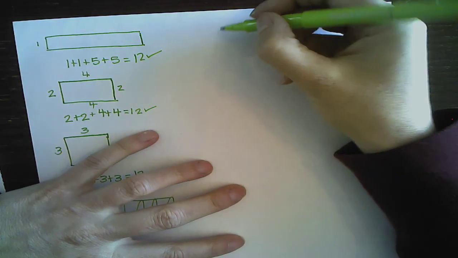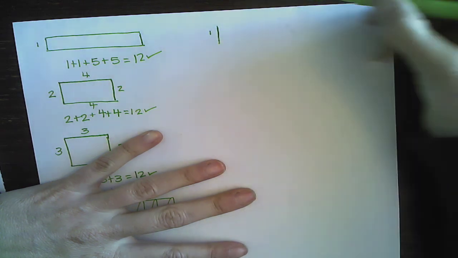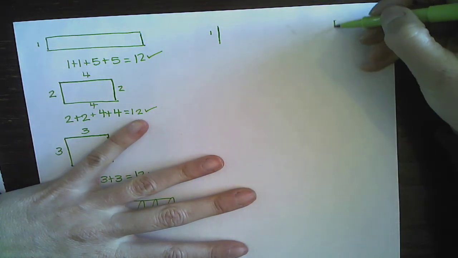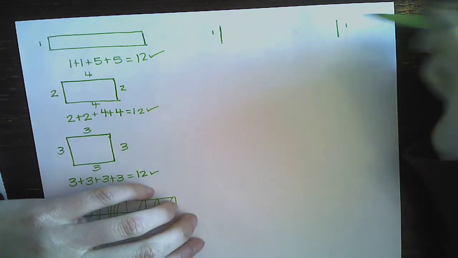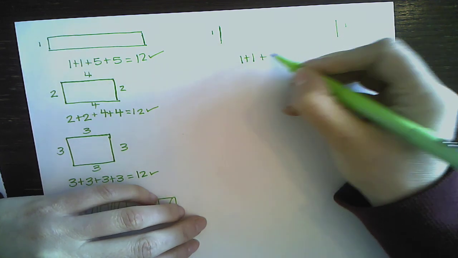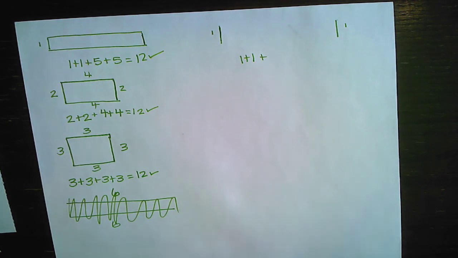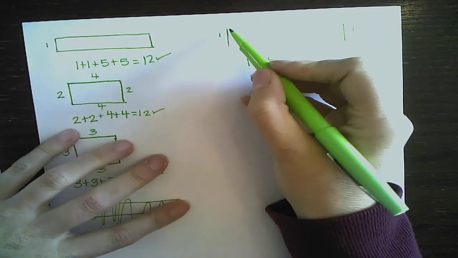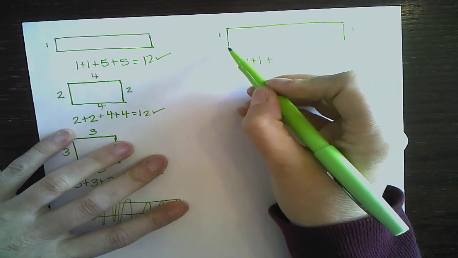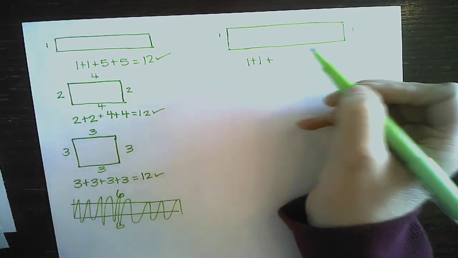So I'm going to start with a side length of 1. Here's my side length of 1. If that side's 1, this side must be 1 also. So now I have 1 plus 1 is 2. Now what do I need to add to 2 to get to 14? Yes, I need to add 12. I need to divide 12 by 2 because I have 2 remaining side lengths. Here's one side length and here's another side length.